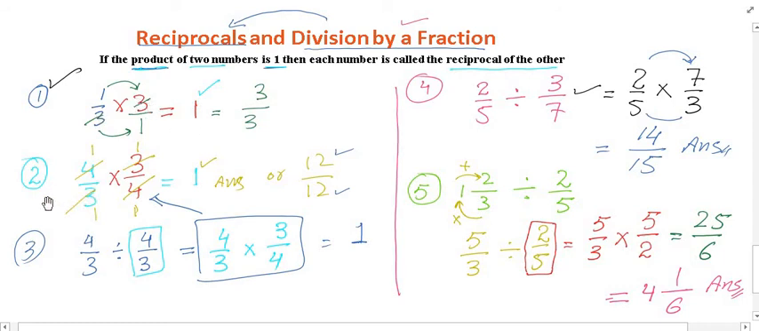Similarly, if we have the number 4 out of 3, times 3 out of 4, it means that 4 out of 3 is the reciprocal of 3 out of 4, and 3 out of 4 is the reciprocal of 4 out of 3. So they are reciprocals of each other. That's why after multiplying these two numbers, we get 1.